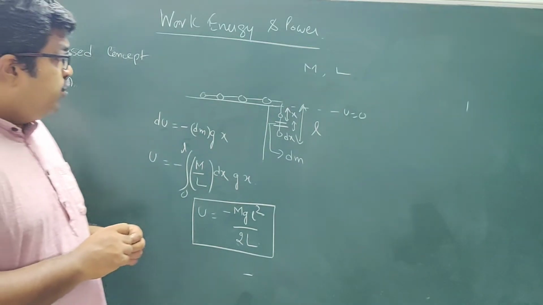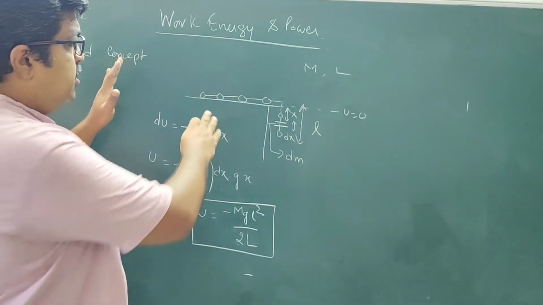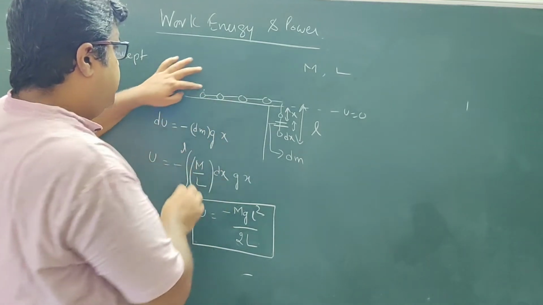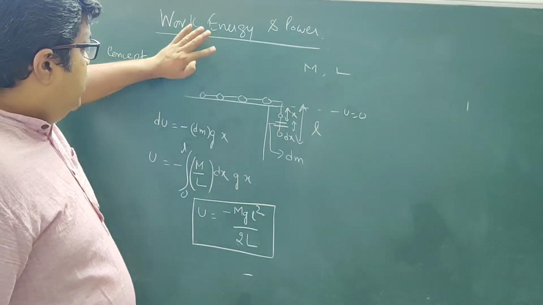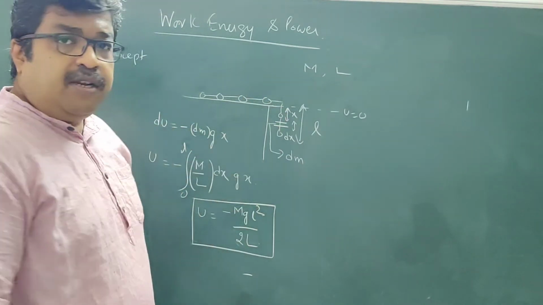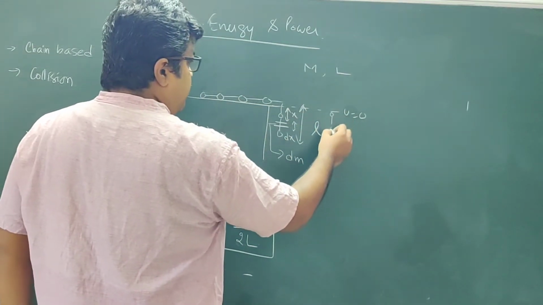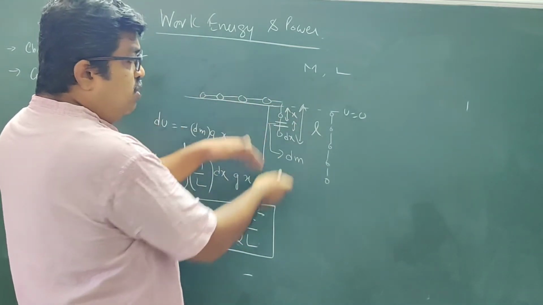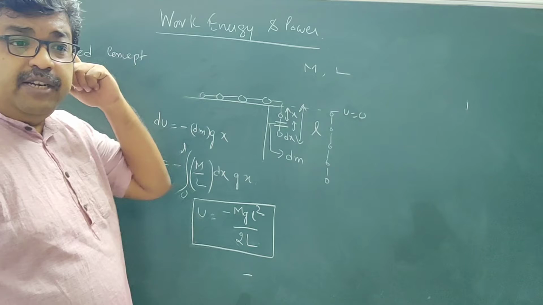Now suppose this part is hanging, and I am holding this chain at this particular point. Now if I leave this chain, it will start moving forward, and finally it will leave the table. Suppose it is asked, when the complete chain falls down and this part leaves the table, what is the velocity of this end?